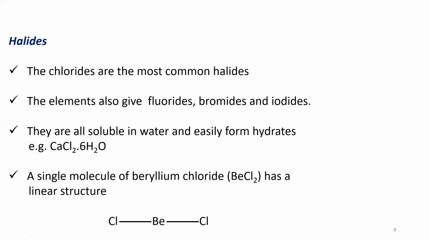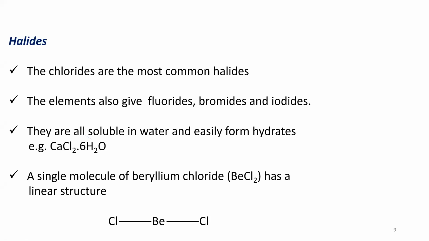Now we've looked at the oxides, how they are formed, reaction of the metal with oxygen to form the oxide. We've looked at the hydroxide, reaction of the oxide with water. Now we'll look at their halides. Halides, of course, we know are formed by reaction with halogens, which are fluorine, bromine, iodine, chlorine. But the most common halides are usually the chlorides.